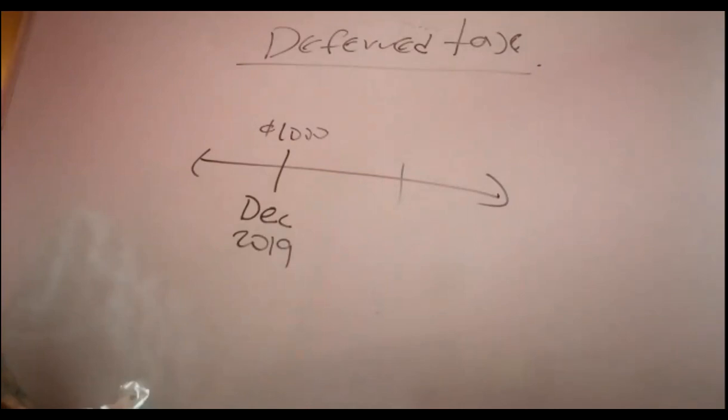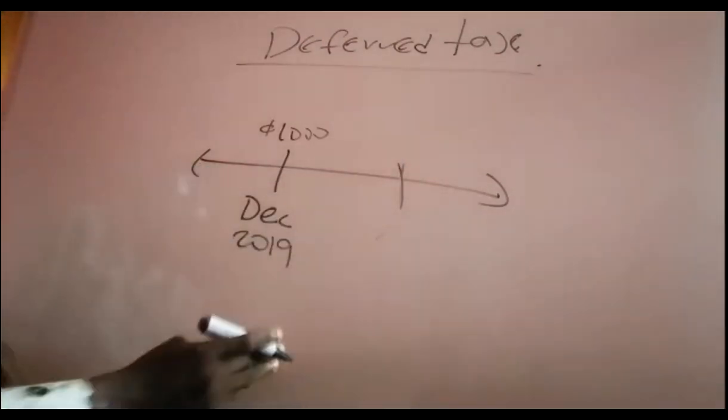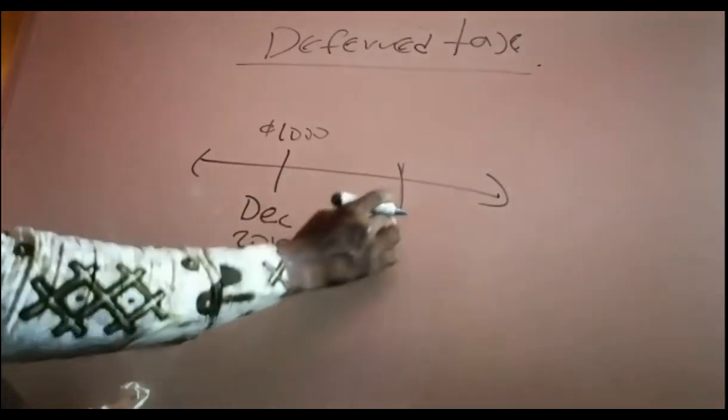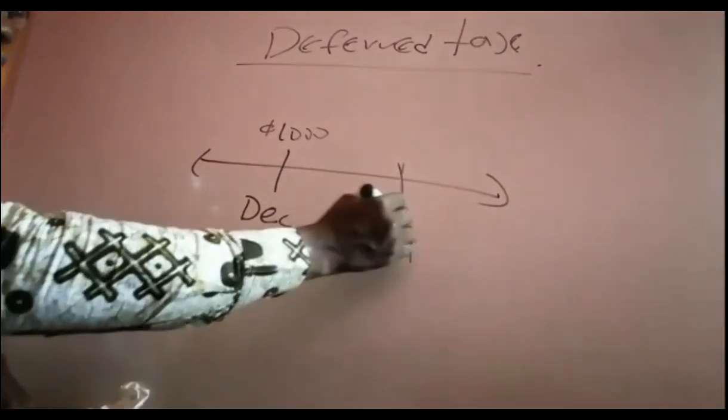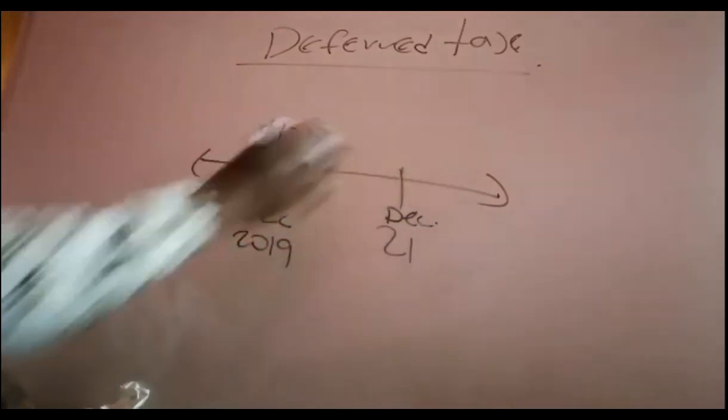Okay, let's make it exactly 1 year. In fact, it can be in a future period. So let's say 2 years' time, December 2021. So you pay us in December 2021. That's when this customer will pay the money.